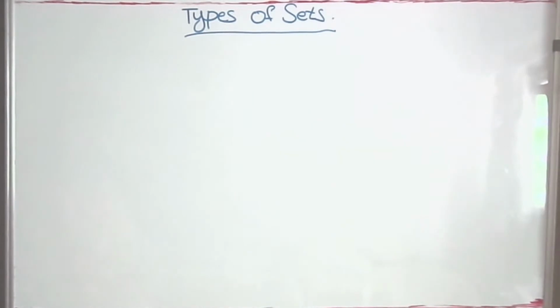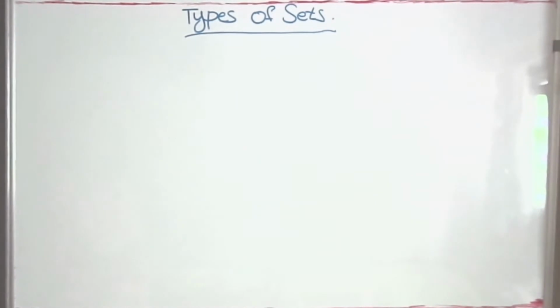Good morning, students. In our last class we had done the different types of sets. What are the various types of sets? Singleton set, empty set, finite set, infinite set. And then also we had done the concept of equal sets. Now today we are going to solve the problems of your textual questions.